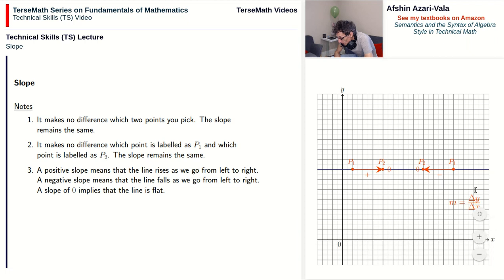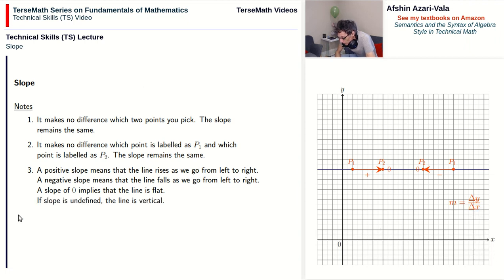Going by the formula m equals delta y divided by delta x, delta y is 0 in both cases, and whether you divide 0 by a positive number or 0 by a negative number, you get 0. So a slope of 0 means the line neither goes up nor down, and it's flat and horizontal.